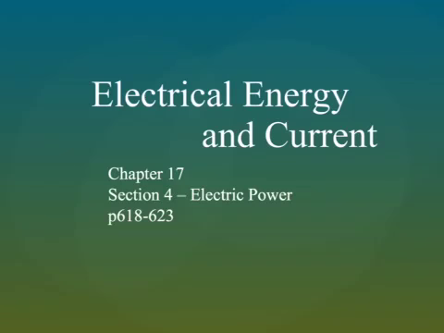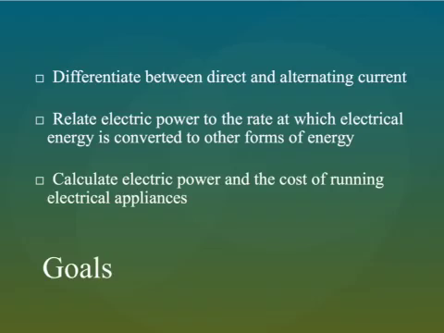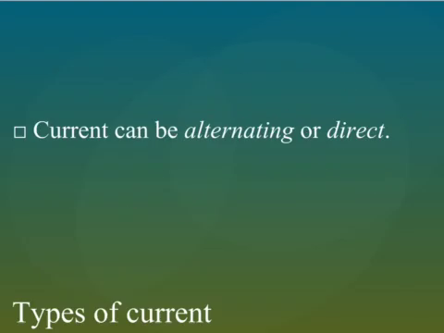Welcome to Chapter 17, Section 4. We're going to be talking about electric power. What we're going to do is differentiate between direct and alternating current. We're going to relate electric power to the rate that electrical energy is converted to other forms of energy. And we are going to calculate electric power and the cost of running electrical appliances.